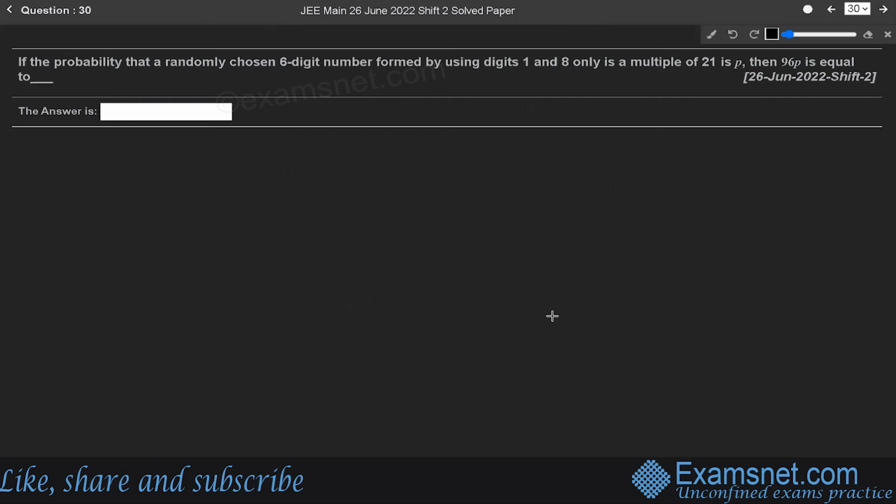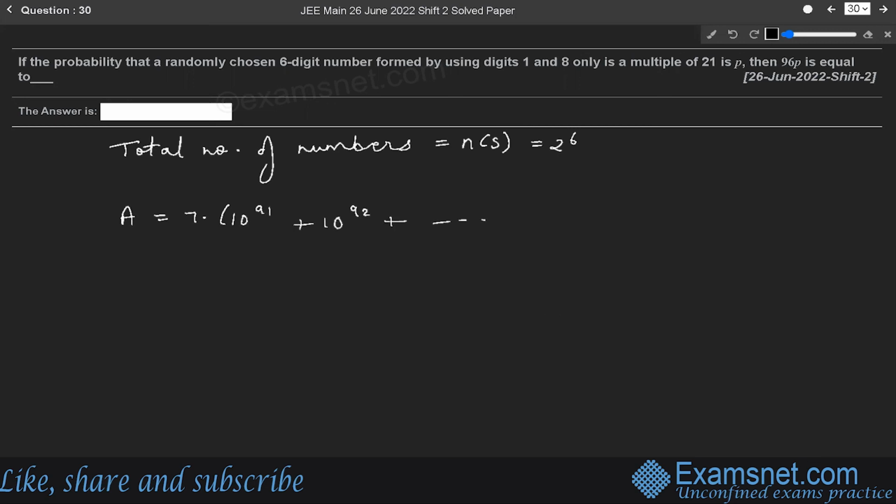Next question is, if the probability that a randomly chosen 6-digit number formed by using digits 1 and 8 only is a multiple of 21 is p, then 96p is equal to. We know that total number of numbers from the given condition of the question will be n of S, which is equal to 2 power 6. Now, every required number is of the form a is equal to 7 into (10 power a1 plus 10 power a2 plus and so on up to) 1, 1, 1, 1, 1, 1.